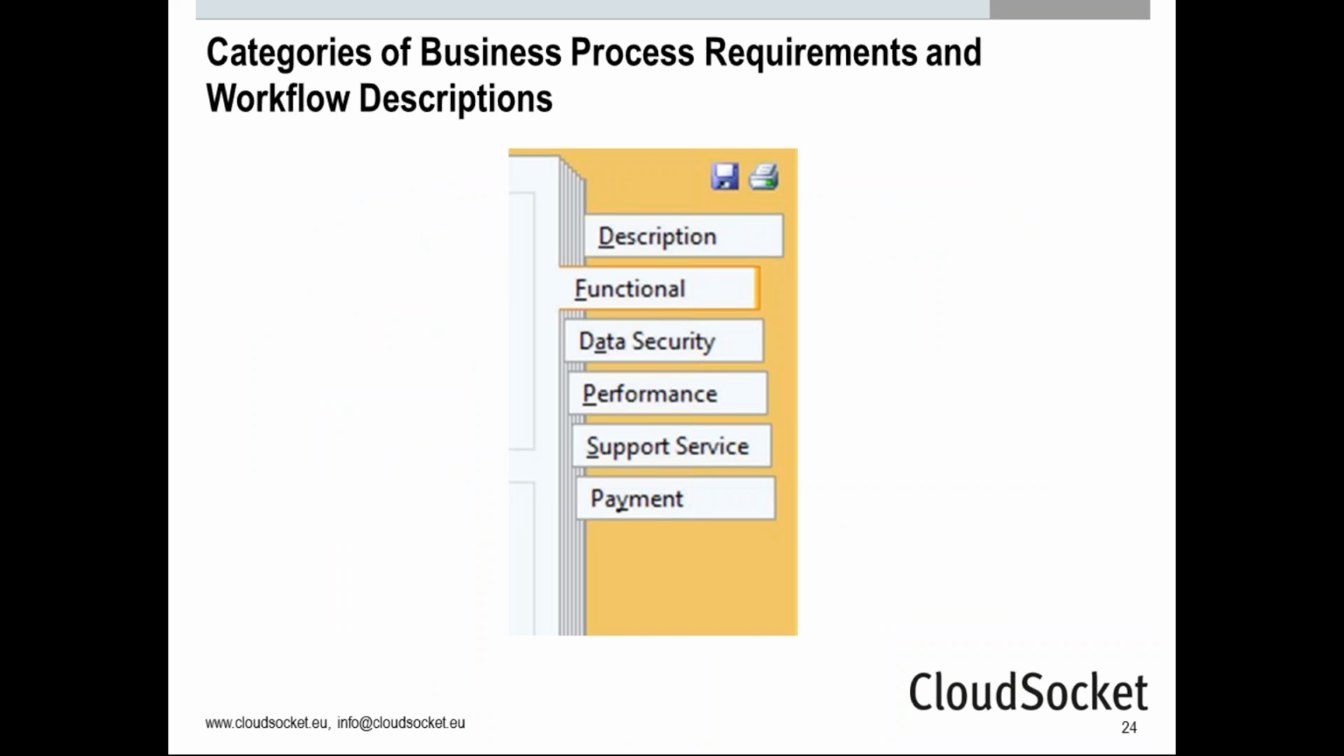And these are the typical categories of requirements and workflow descriptions. So we have functional requirements, we have requirements related to data security, we have performance requirements, we have requirements regarding the support that we expect from the service provider, and we have requirements regarding the payment. And the same categories apply to the workflow descriptions. So we describe the functionality of a workflow, we describe security aspects, performance aspects, support that is aligned with the services, and payment methods that are accepted by the provider of the workflow.